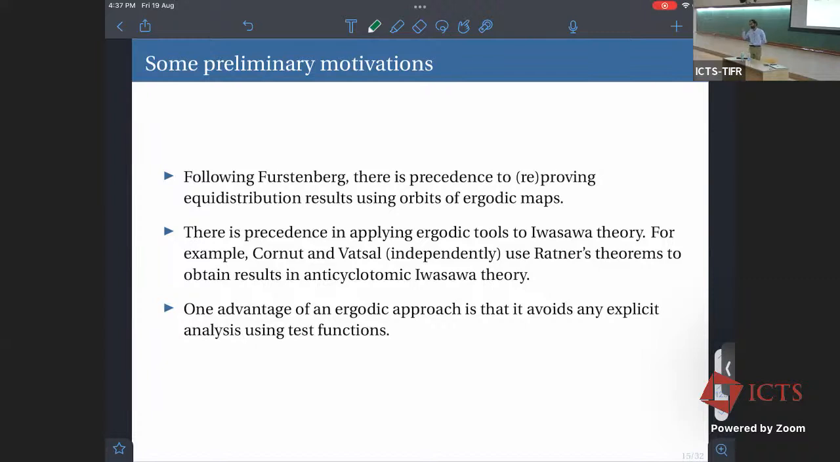Our eventual, maybe long-term goal is to look at more general situations. We really wanted to see if it can be applied in a situation where the result is already known. So maybe I'm saying a lot of things that are not applicable here, but our motivation is that we don't want to do any explicit analysis.